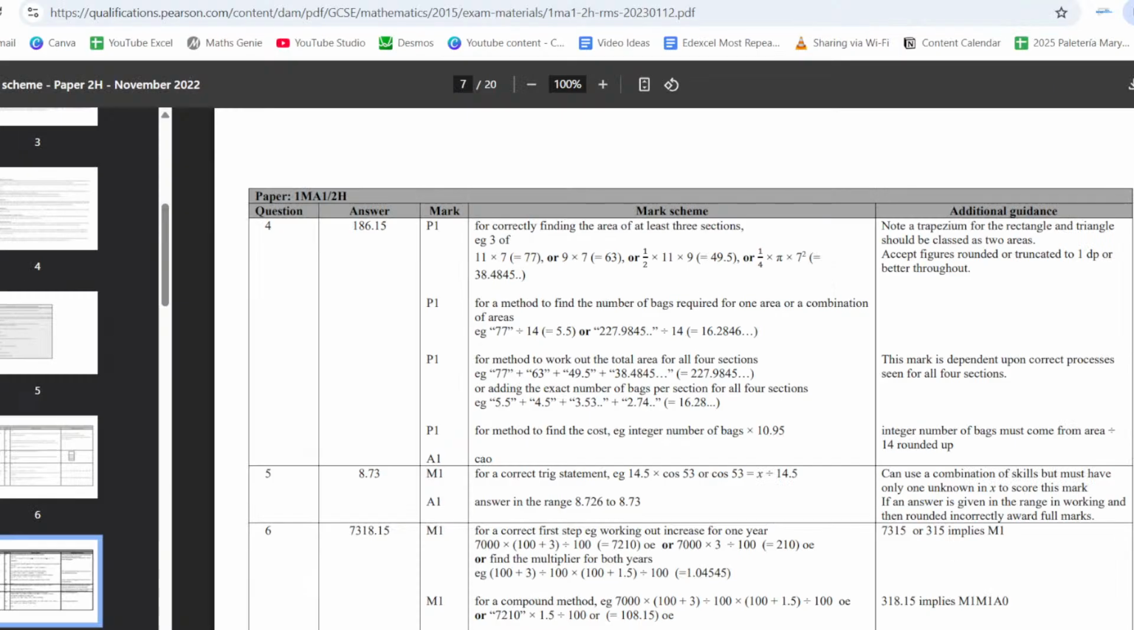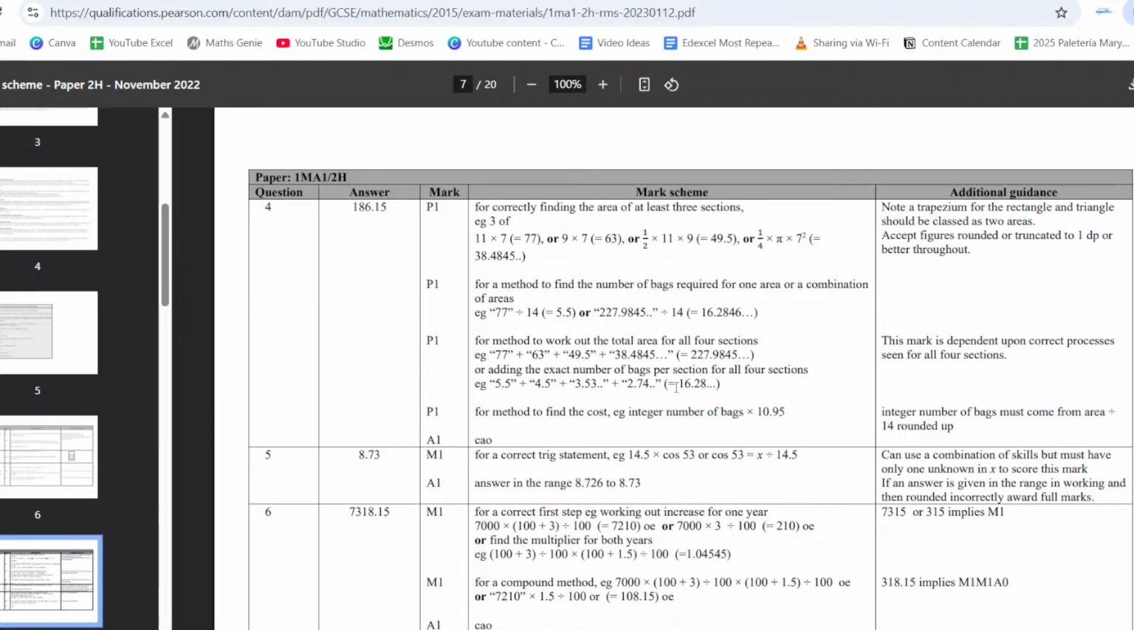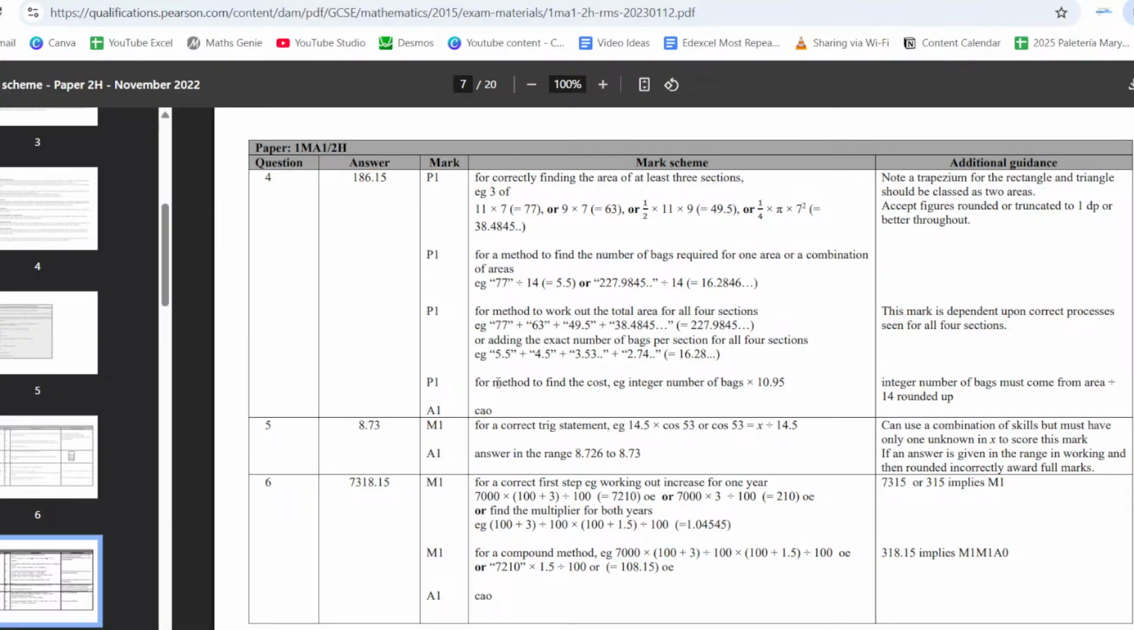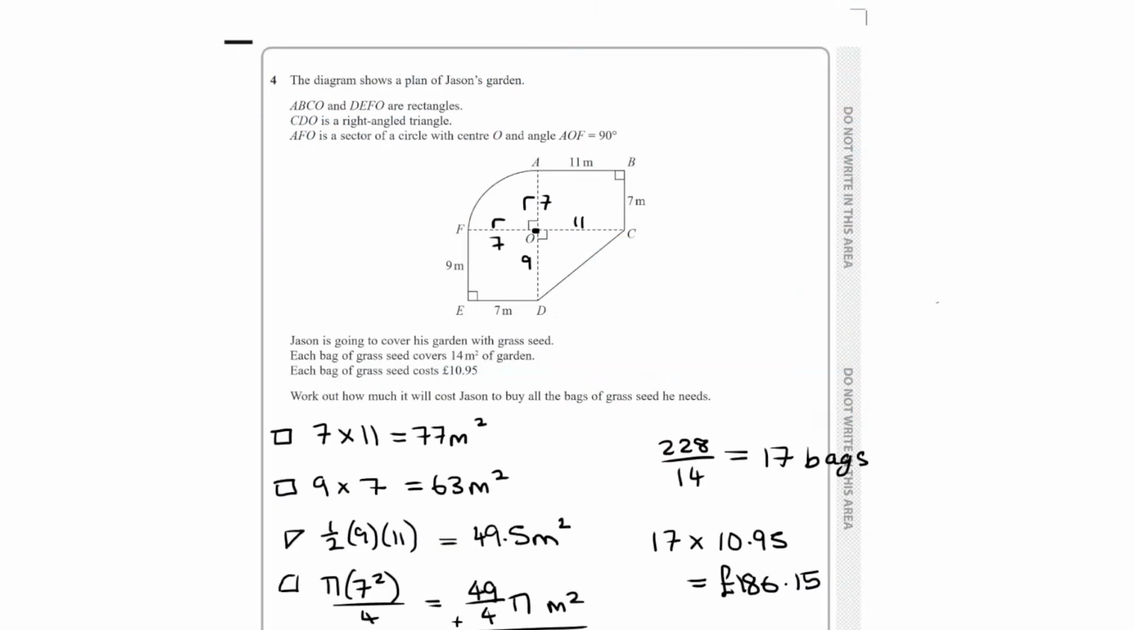So if you added them all together, even if you added the wrong numbers together, it seems like they'll give it to you. This mark is dependent upon correct processes, right? You might have different numbers, but for method to find the cost, and then obviously your answer then has to be correct. Actually, this one seems pretty nice. I think even if you got the area numbers wrong, they seem to have given you 4 marks. Most of it's just the method, isn't it? Not necessarily the numbers. Obviously, at the end, you have to then get the right number. So you might have got 3 or 4 for that one, depending. If you've then added them all together, divided by the 14, times by the 10.95. Do you know what I mean? If you've done all the correct process, you might have got 4 marks.